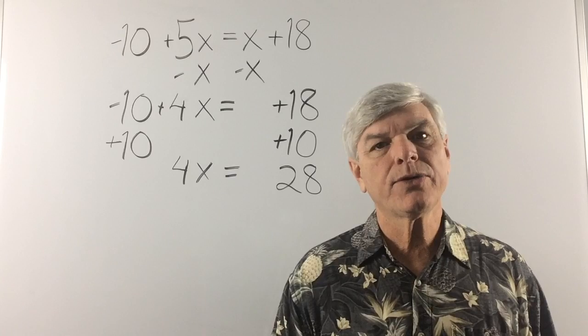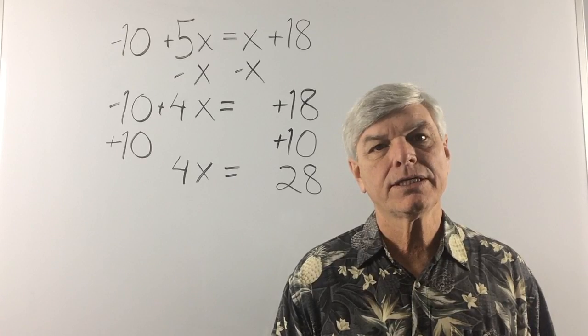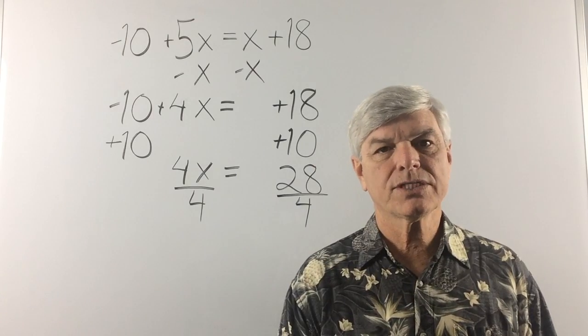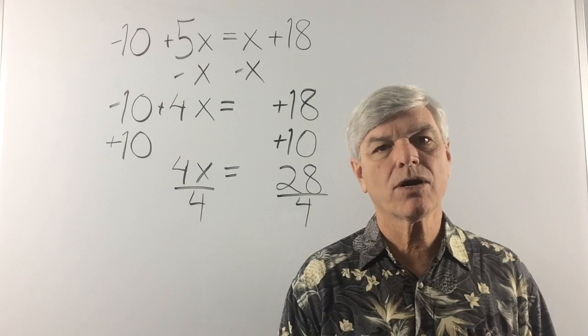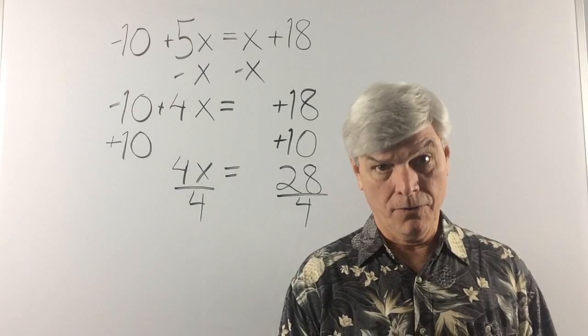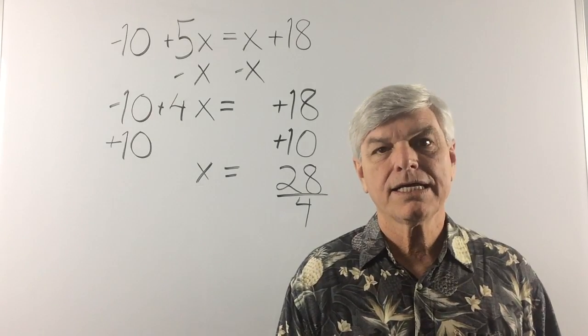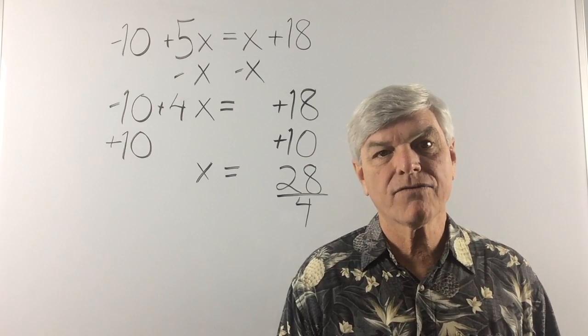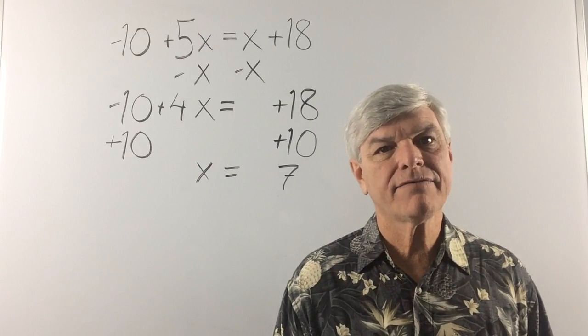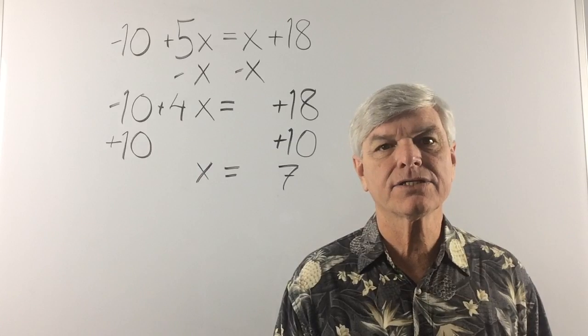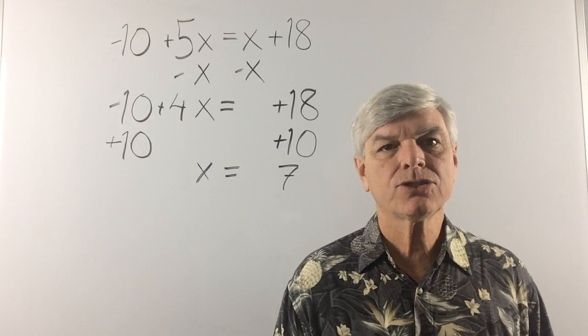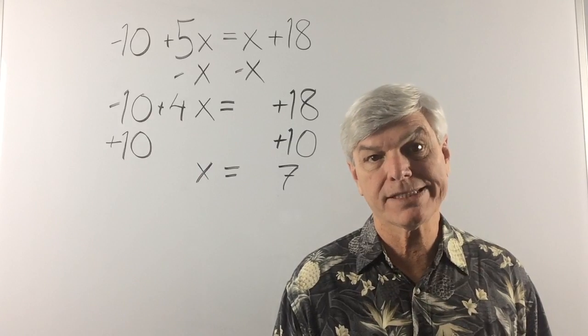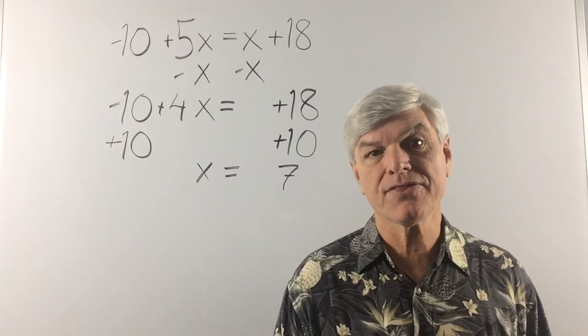And we're going to eliminate the coefficient, which is 4, on both sides. So we have 4x over 4 equals 28 over 4. 4x over 4 is x. And 28 over 4 is 7. x equals 7, and that is our solution. Now let's try a problem that is pretty much the same thing, only it has 2 parentheses in it.